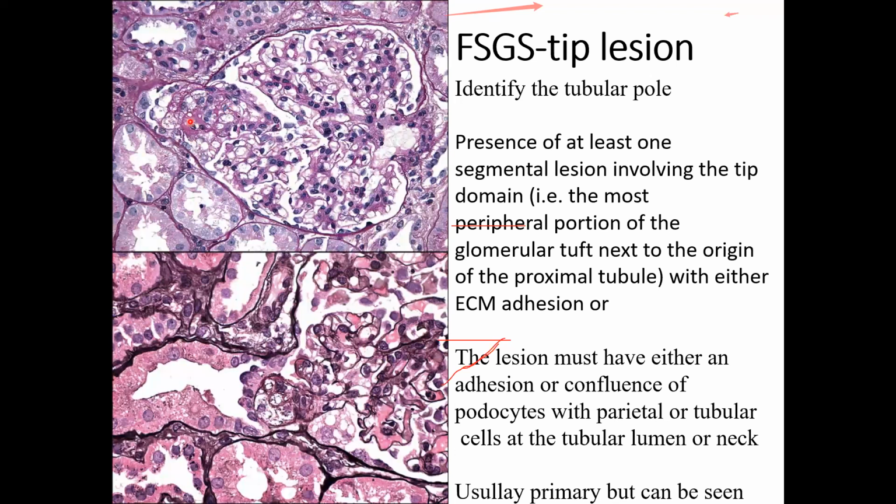Okay, so this is the tip domain. We can see the segmental sclerosis in the tip domain, so we can say this lesion is FSGS tip variant. So this is what I described here.